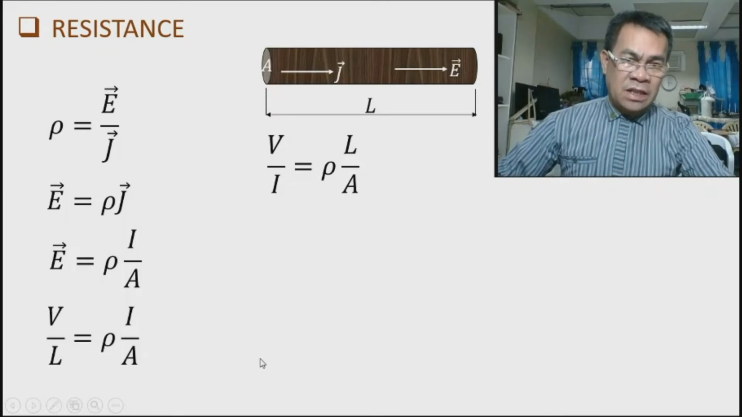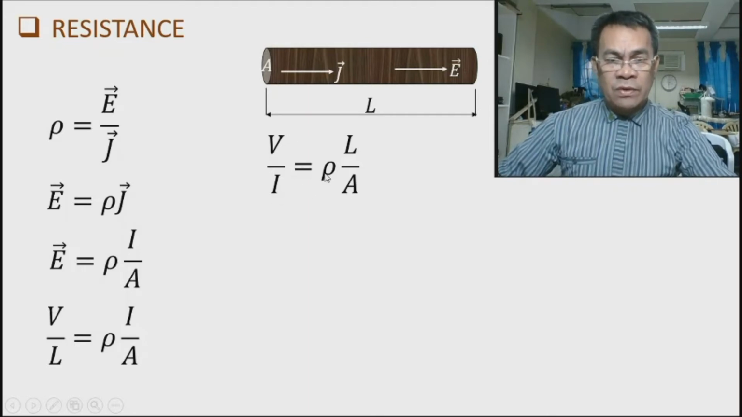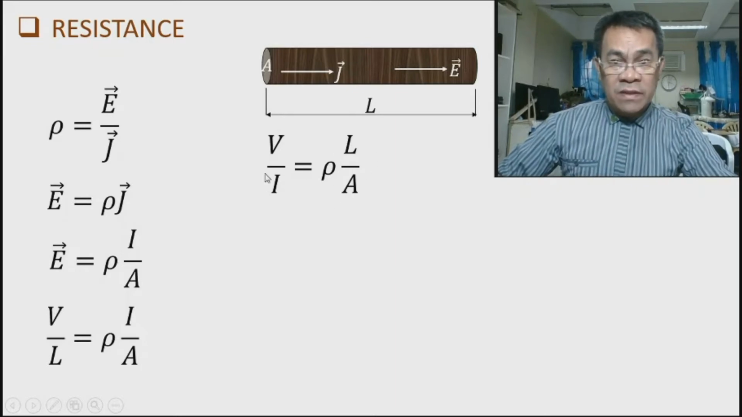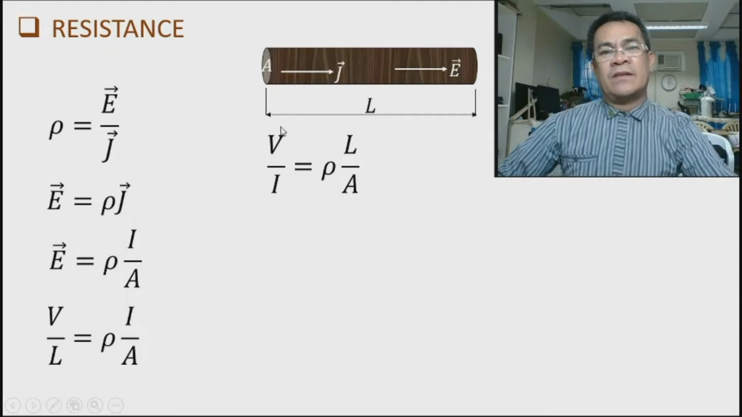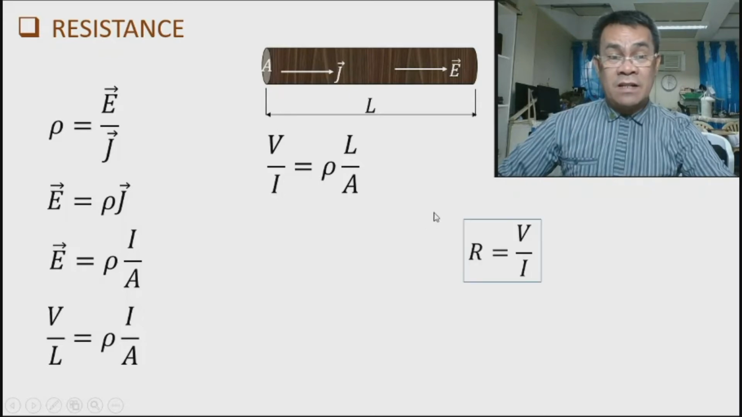Now, analyze clearly the result. Take note, this is potential difference, meaning voltage, divided by the current. And this is rho, which is the resistivity, times L divided by A. Now, what is V over I? This is Ohm's law. Voltage divided by I is R. If you divide voltage by the current, the result is resistance, R.